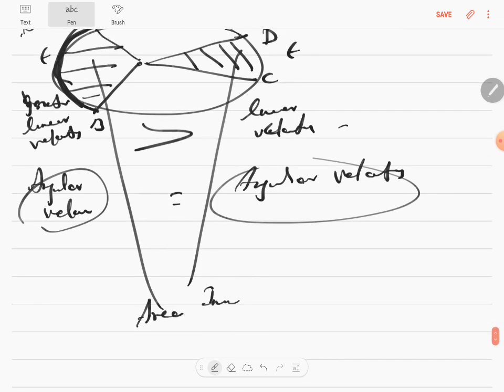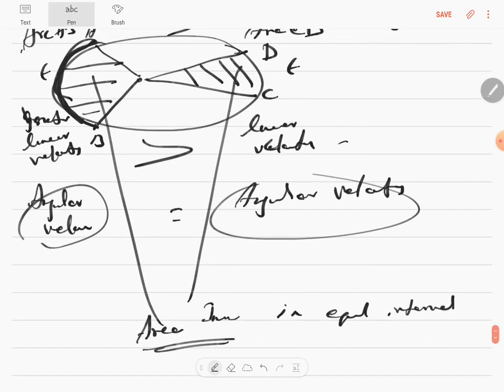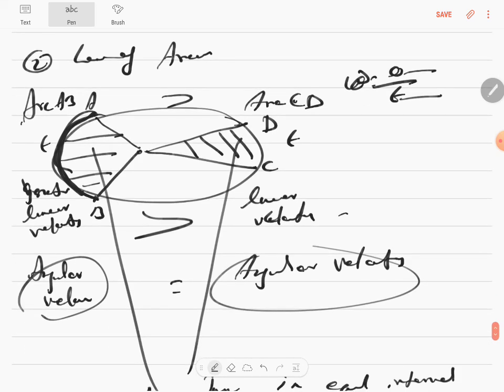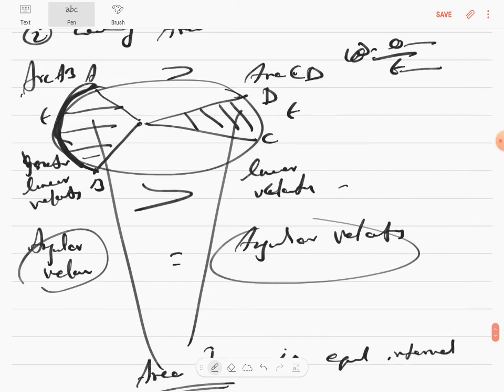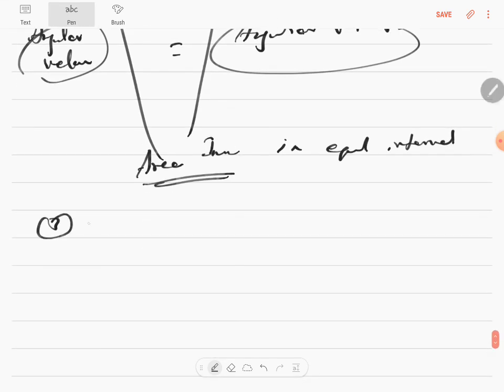Therefore, the planet covers equal area in equal interval of time, irrespective of whether it's in the perihelion or in the aphelion. That is your second law, the law of areas. The radius vector always subtends equal areas in equal intervals of time, irrespective of the position of the planet. Are you clear? Then the third law is the law of periods, which I told you.